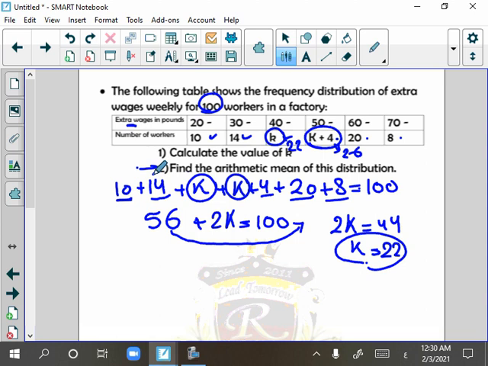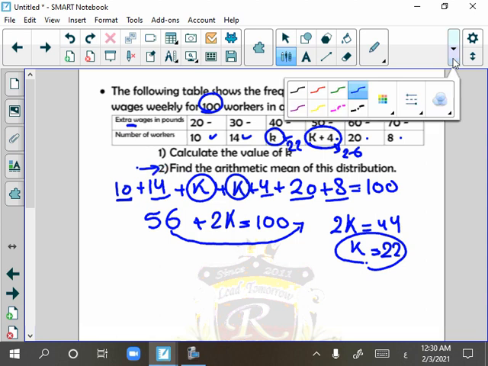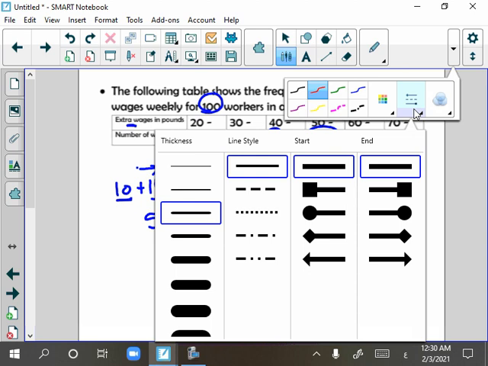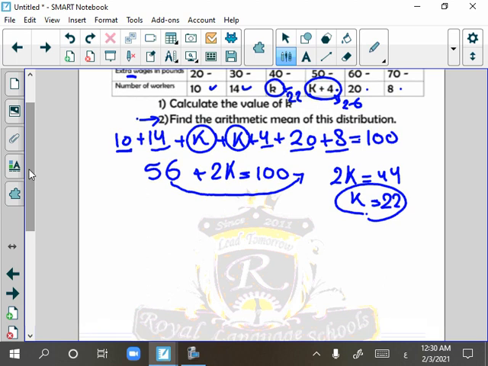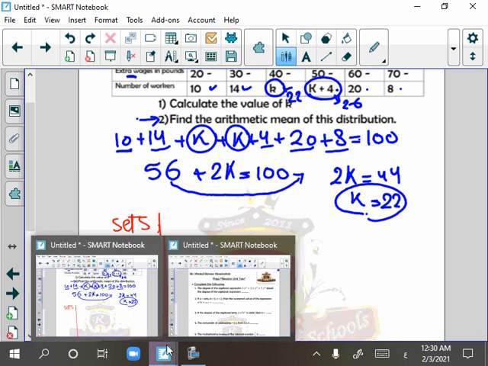Number 2, find the arithmetic mean of this distribution. How can we find the arithmetic mean of this distribution? Okay, we will draw a table like that, with sets and center.